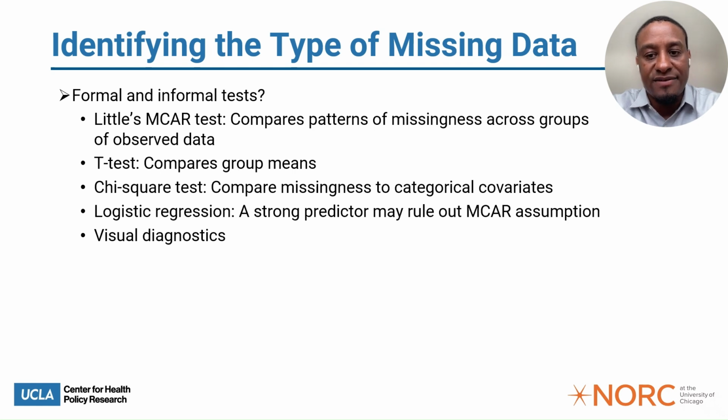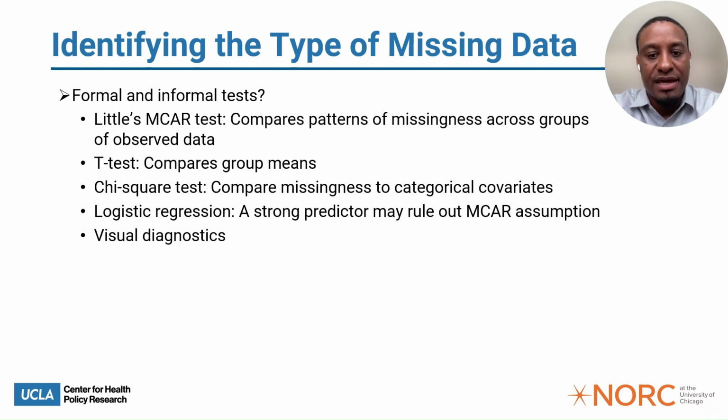You create a binary variable, 1 for missing, 0 for observed, and use your other variables to predict it. If you find that any variable is a strong predictor of missingness, you can effectively rule out the MCAR assumption.